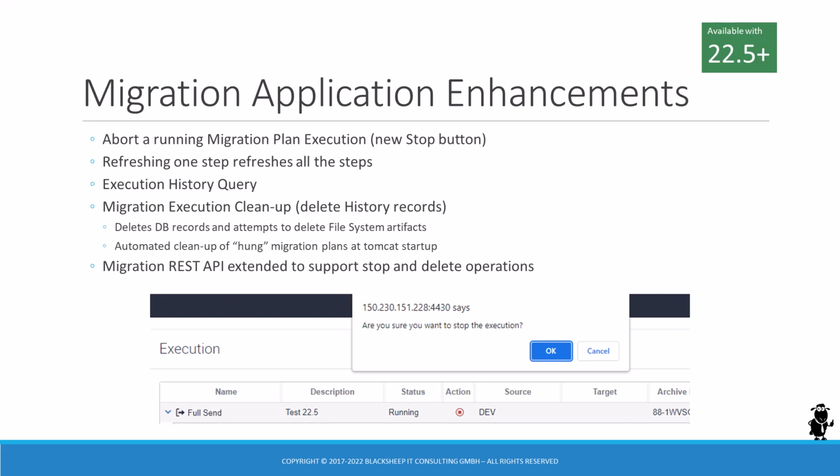22.5 also brings enhancements to the migration application. If you use 22.5 or higher, you can now abort running migration plan executions via UI or REST API, as well as query and delete migration history records and artifacts.